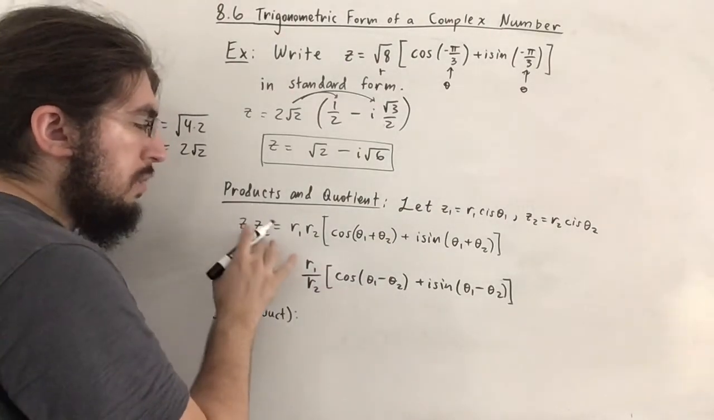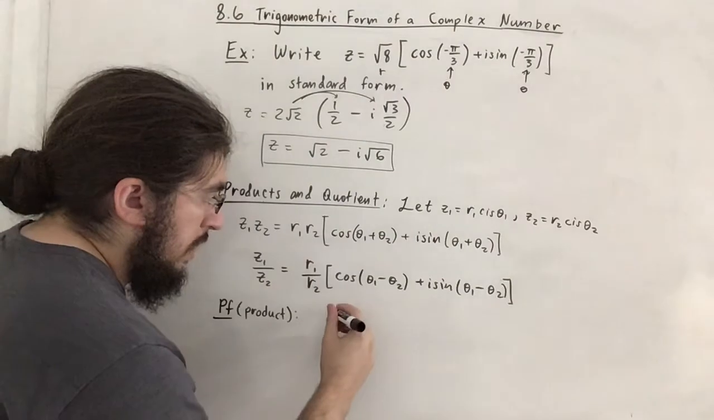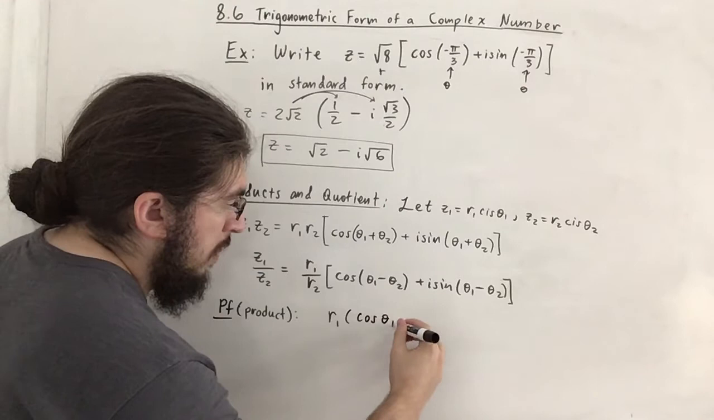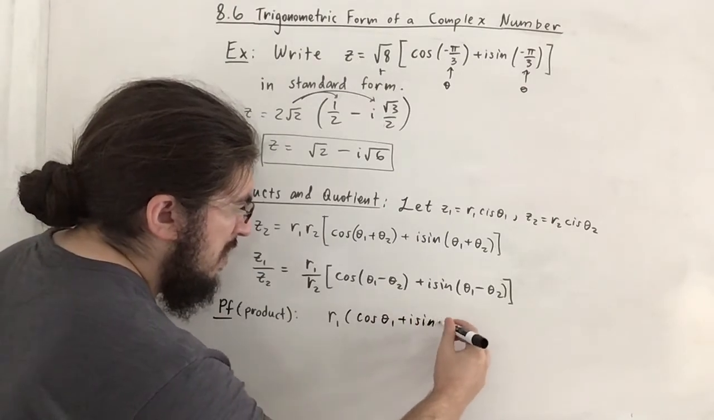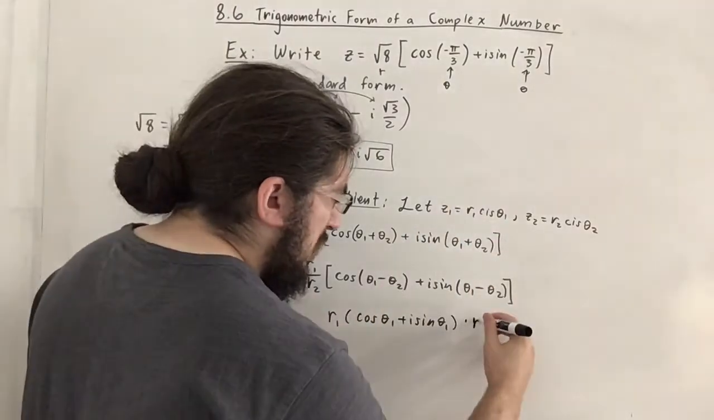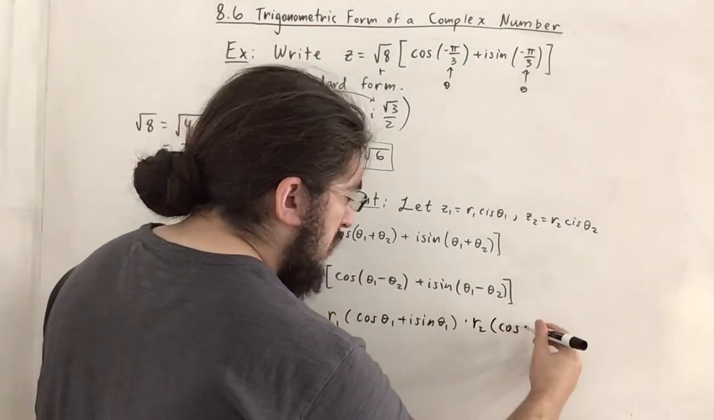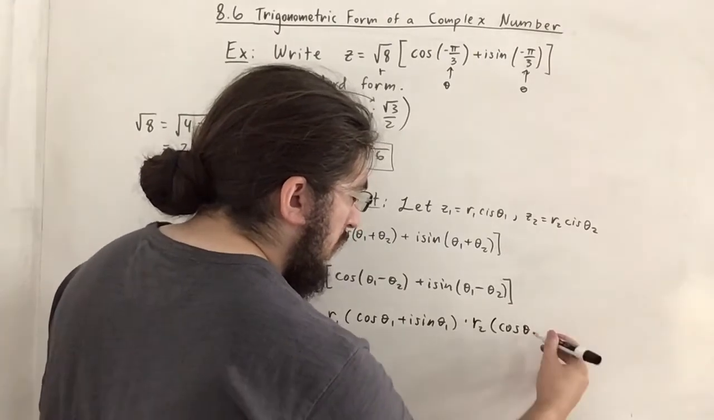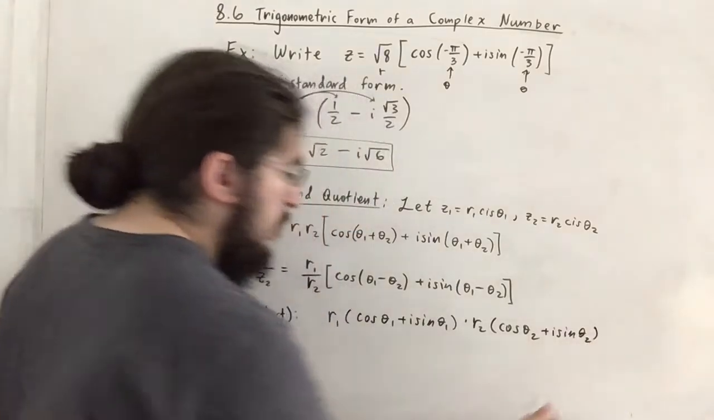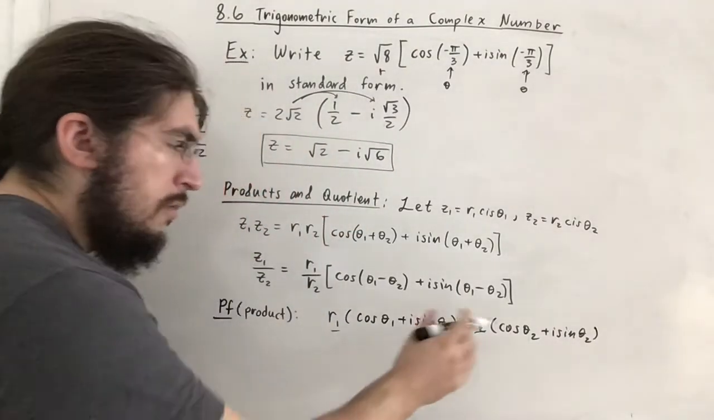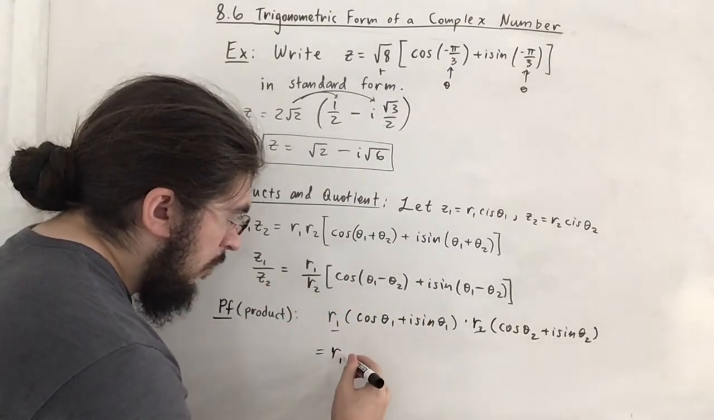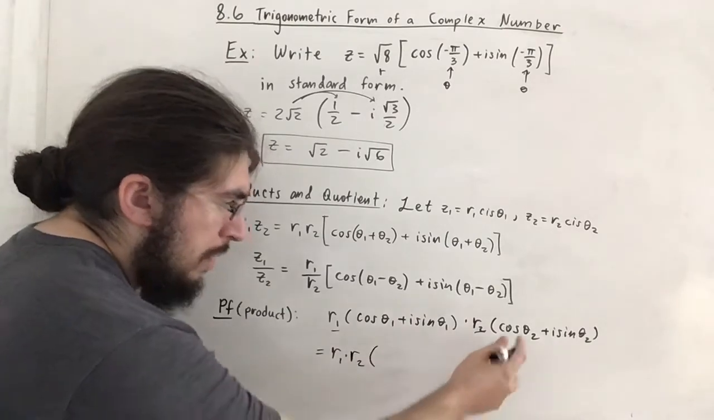So to multiply z1 and z2, notice z1 is the same as r1 times cosine of theta 1 plus i sine of theta 1. That's clear. Multiplied by z2, which is r2 times cosine theta 2 plus i sine theta 2. Awesome. So now a few rearrangements. Notice if you rearrange things so that r1 and r2 are next to each other, we get right away that r1 times r2 multiplied by something.